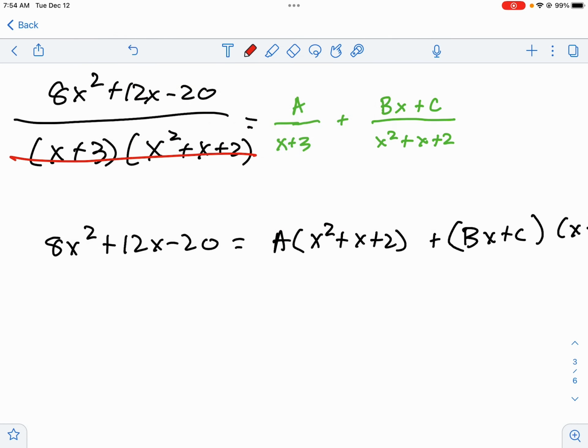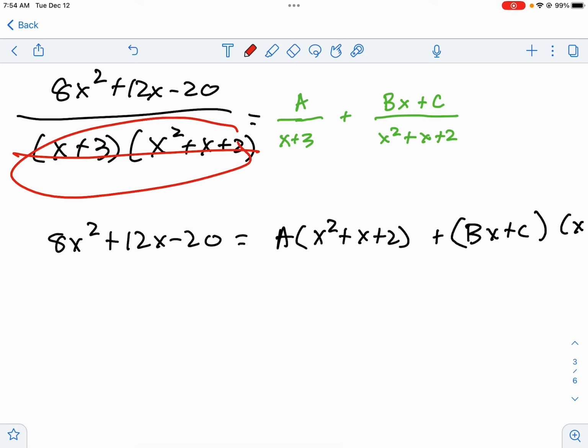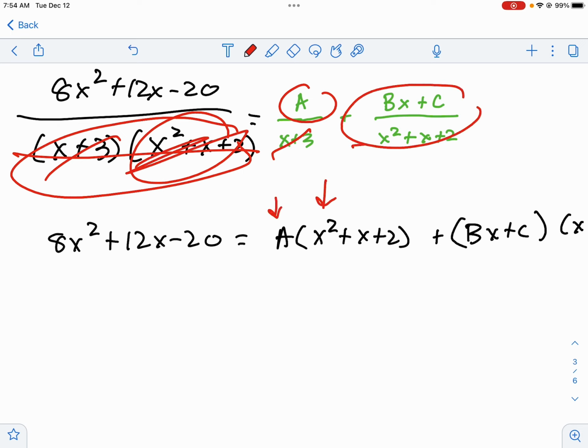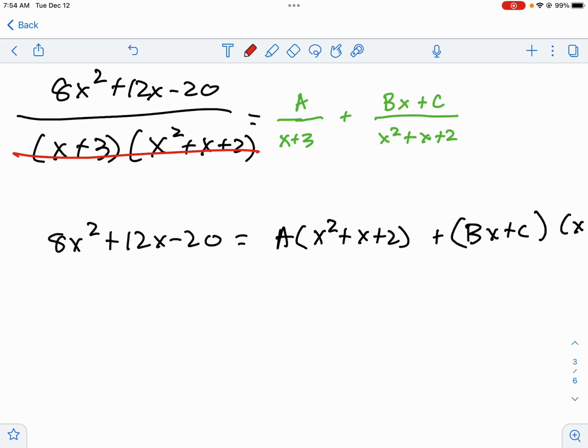If you're not sure how I did that, if I multiply this to the bottom, that will cross out. So then I have my A left over, I have this left over. And then I do that to this one. This will cross out with that. And then I have my bx plus c left over, my x plus 3 left over. That's how I did it.